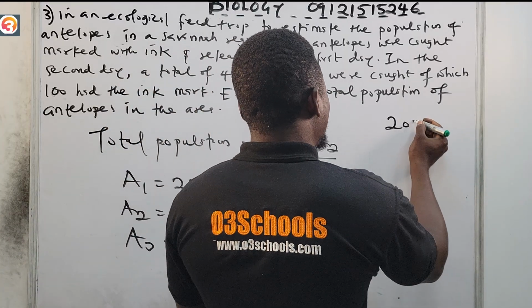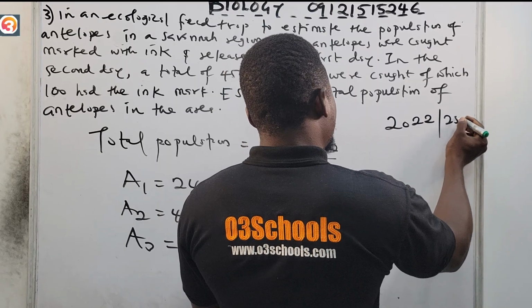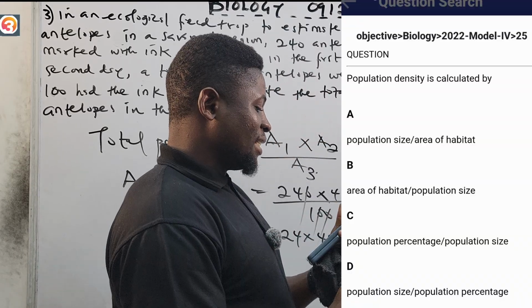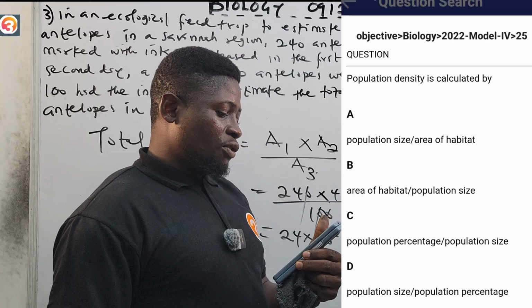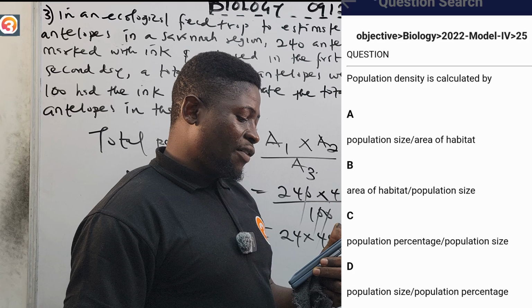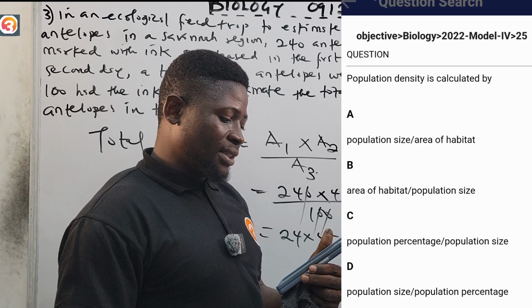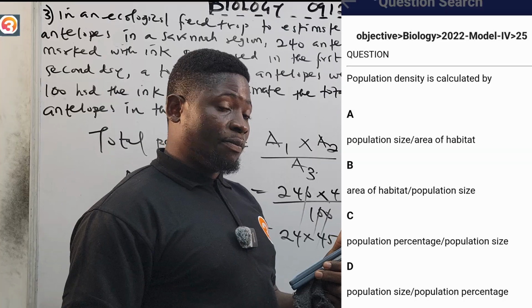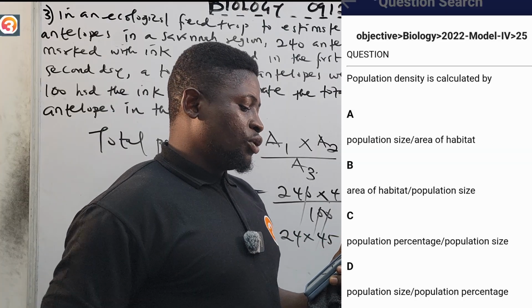2022, we're going to watch show 5. Then the other ones, we go and look for them and answer them. Number 25, it says that population density is calculated by, A says population size over area of habitat, B says area of habitat over population size, C says population percentage over population size, D says population size over population percentage. Okay, tell me the answer in the comment section.